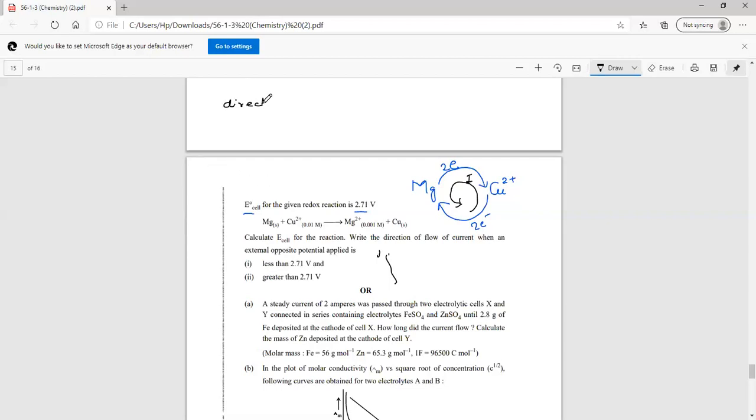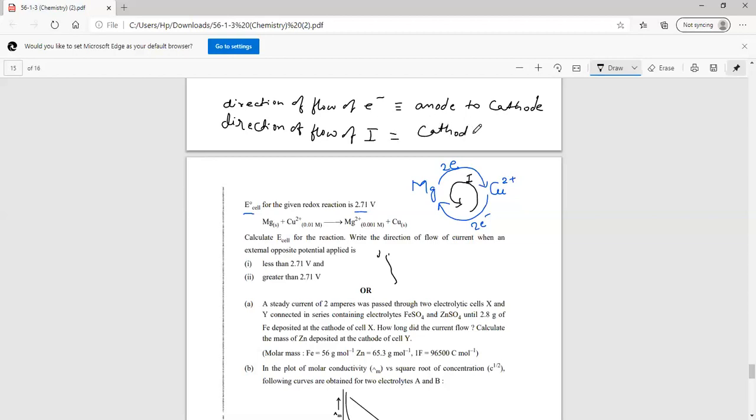direction of flow of electron is always from anode to cathode, and direction of flow of current will be opposite. That means from cathode to anode.